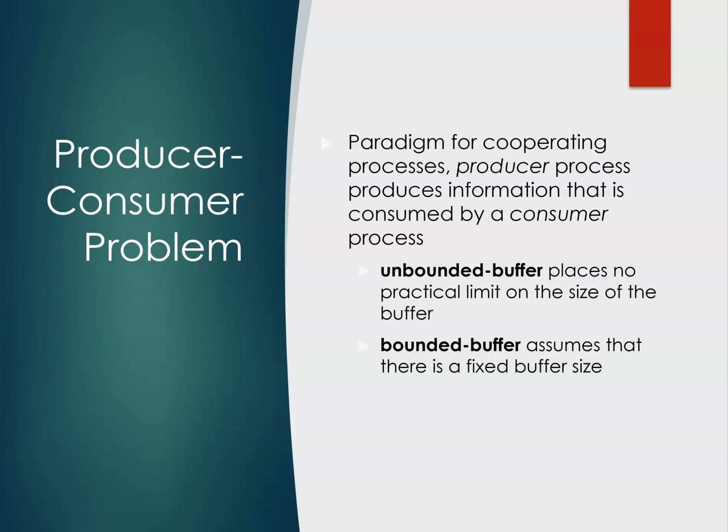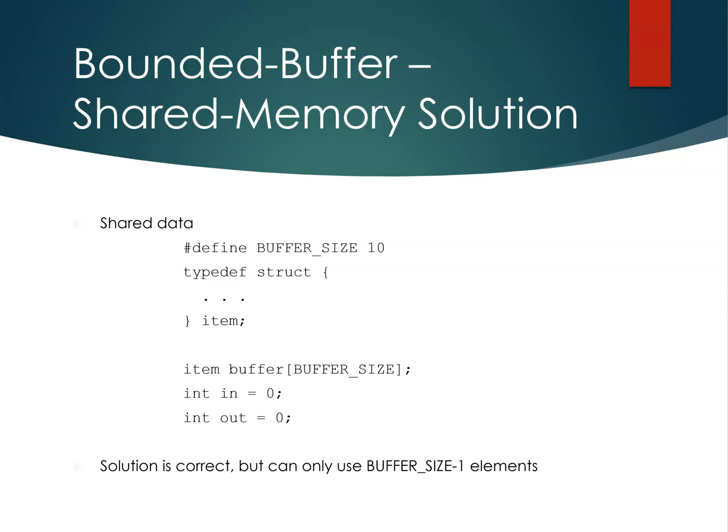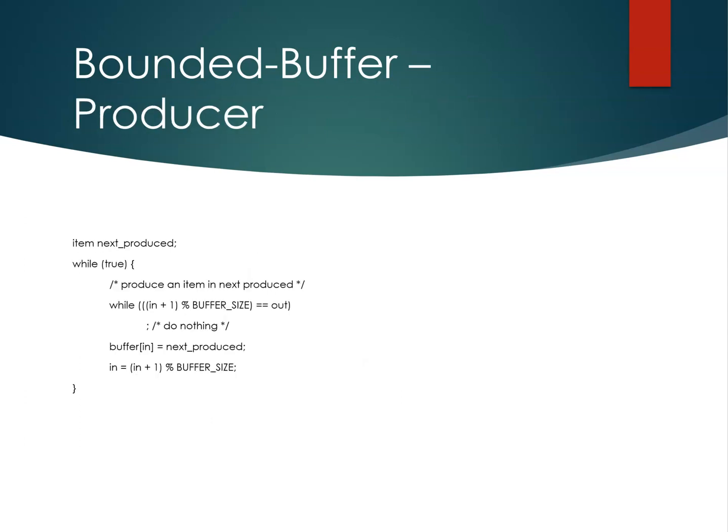There's 2 approaches. The unbounded buffer places no limit on the size of the buffer, other than memory, obviously, and a bounded buffer assumes there's a fixed buffer size. So we're going to look at a bounded buffer solution with shared memory. So here we've got our shared data and our item buffer, our buffer of data, and our in and out position. Now, the thing about this is it can only use buffer minus 1 elements. And we share this data, but we are limited.